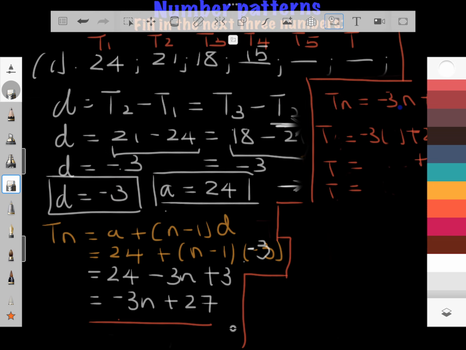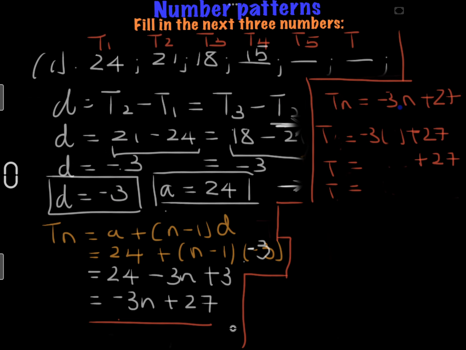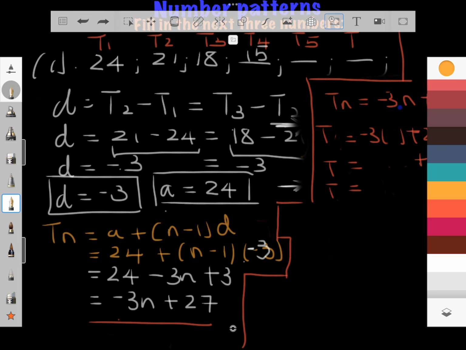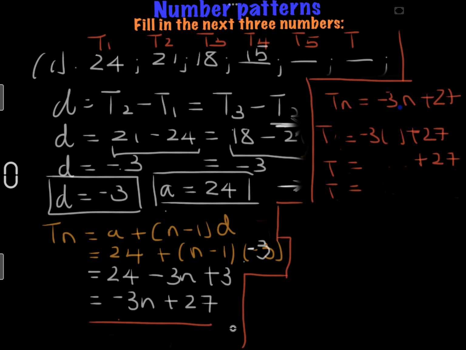Okay, so now to find term 4, I found term 4. Let me find term 5. This term 4 is 15, we saw. To find term 5, I just have to write 5 there to substitute that. So negative 3 times positive 5 gives us negative 15.